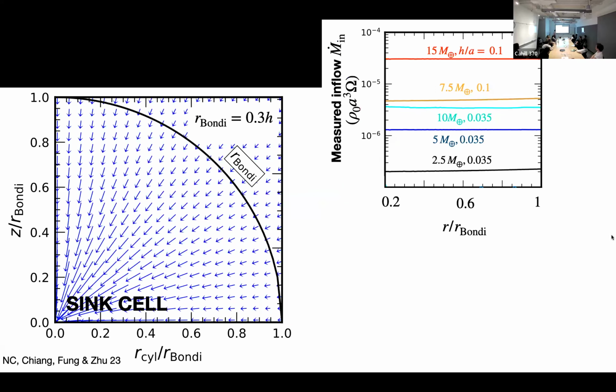Okay, so here are our mass inflow rates measured from the simulations. So you just take a shell, you add up how much mass is crossing it per unit time. This plot is showing you it doesn't really matter which shell you take. There's a nice steady flow all the way down to the sink. We've got a whole bunch of planet masses here, different disk temperatures. The temperature of the gas is measured here by the aspect ratio of the disk. And we're looking for some understanding of how the simulation results are scaling.